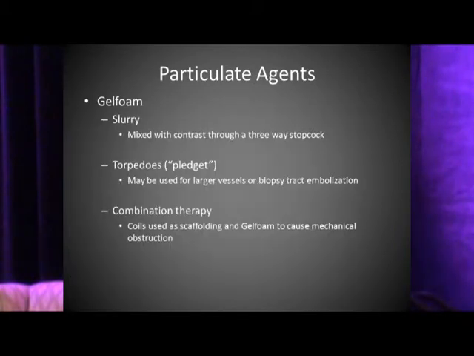Next thing you can use gel foam with is a pledget or a torpedo. Cut a small little piece of it, roll it up on the back table, and inject it either through a large diagnostic catheter, or sometimes we use these for biopsy tract embolization. It can be used in combination therapy. If you have coils as your scaffolding, then you can inject gel foam on top of that just to increase the stagnant flow, to increase the occlusion of a vessel.